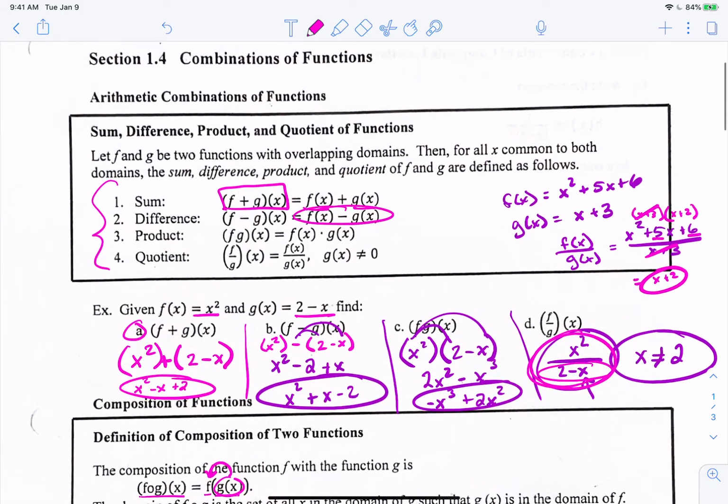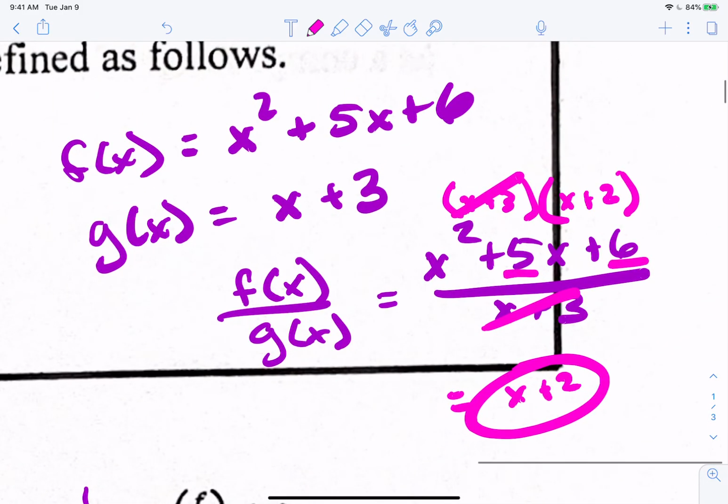Unless they're like this. This is the example that I gave you. So f of x is that, g of x is that. I just made those up. And I said f divided by g, well, this top part can break down, and then it's just x plus 2. So if they break down and you can cancel stuff out, by all means do. That one did not.